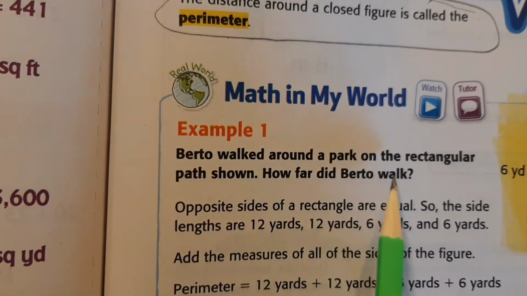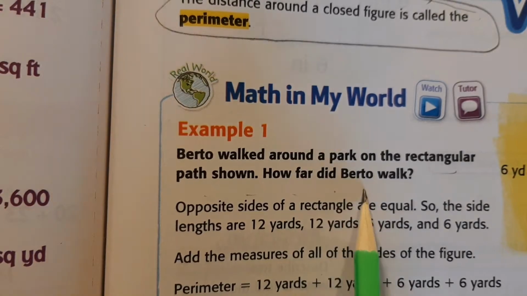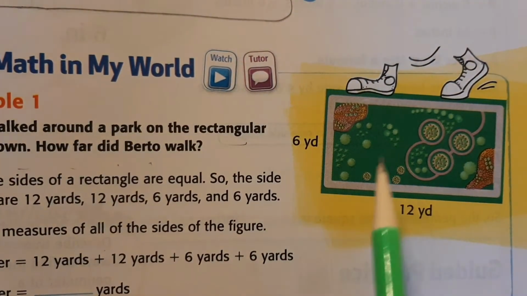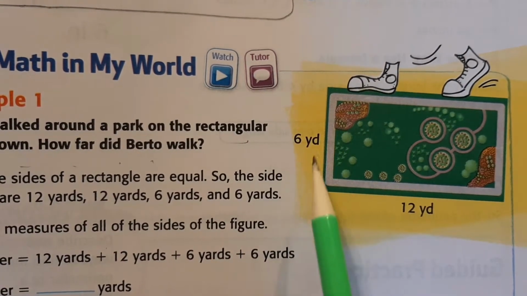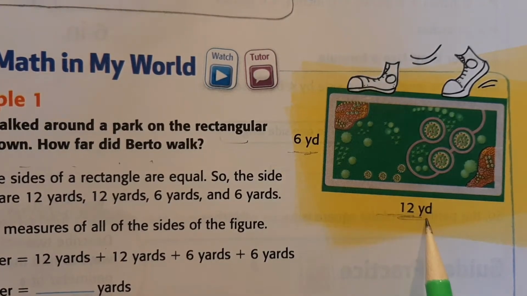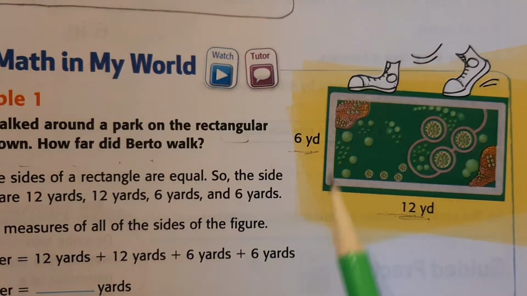Berto walked around a park on the rectangular path shown. How far did Berto walk? Well, let's take a look. All right. So here's the path. Everybody was happy to get out in the parks on Saturday, I bet. It's 6 yards on one side and 12 yards on the other side. So how far did Berto walk? Well, it's a rectangle.